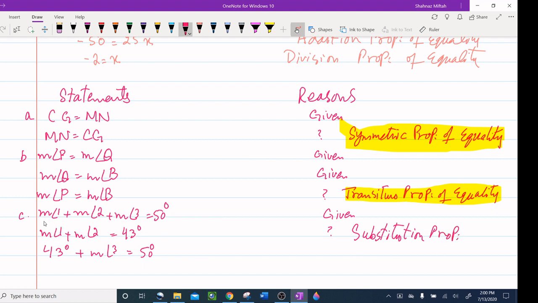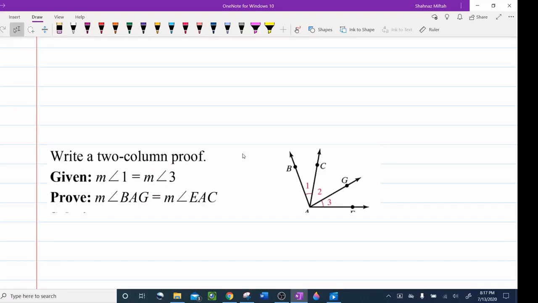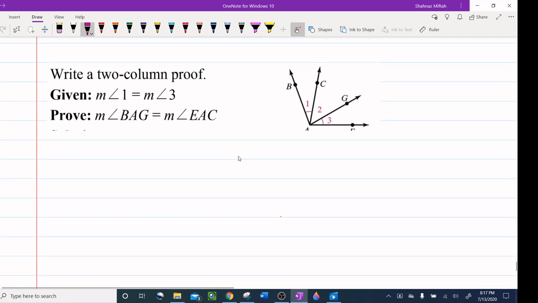For angle 1 and 2, this one is equal to 43. So what I did, I plugged in 43 for angle 1 and 2, and angle 3 equals 50. And that's what happened here. Okay, now here is another question about two-column proof.